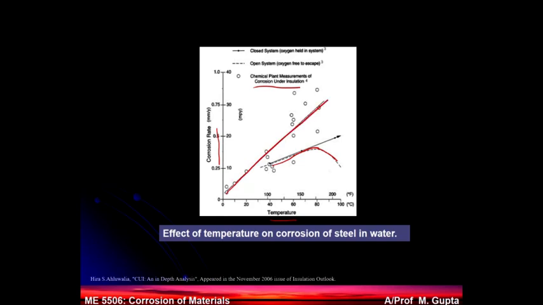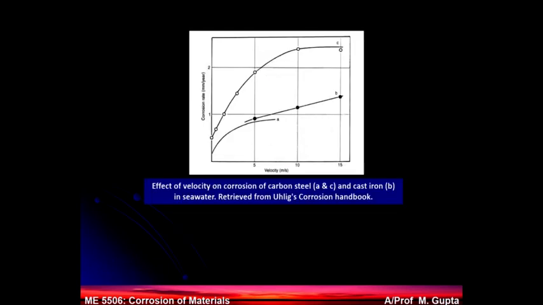And the third situation is in the open system where the oxygen is free to escape. So basically what we see here is that no matter what kind of system we have, as long as the temperature is going up, you can expect the corrosion to slightly inch up only. And here is the curve for effect of velocity.